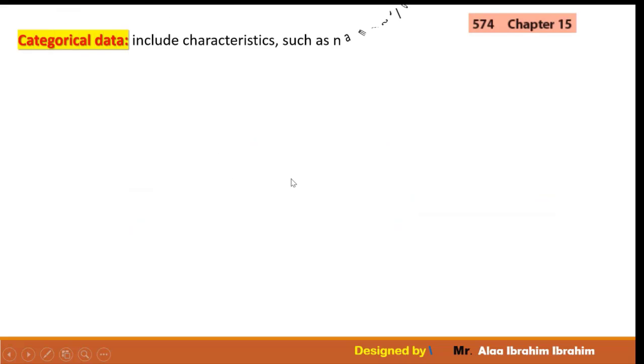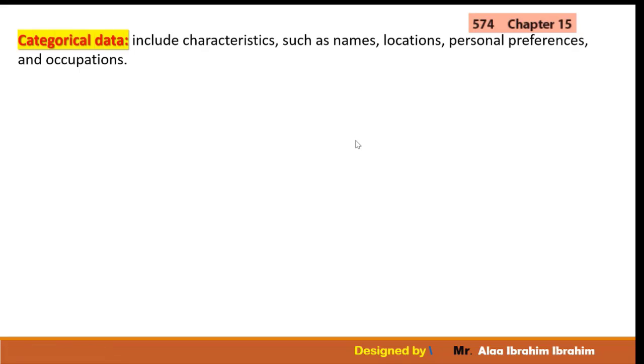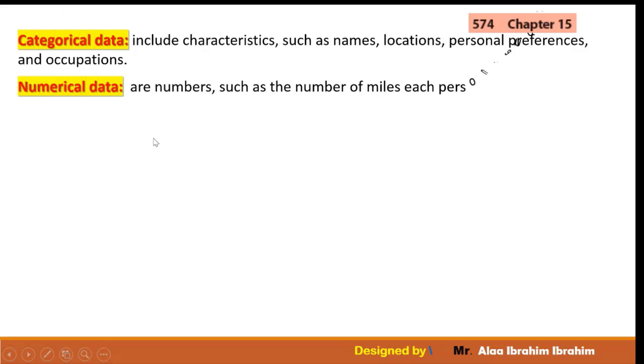Okay. Now we're going to something else, page 574, with examples and definitions. Now we're dealing with categorical data, which includes characteristics such as names, location, personal preference, and occupation. We can say it describes something. We have another type, numerical data, or a number. So we're dealing with numerical data, meaning we're dealing with numbers.